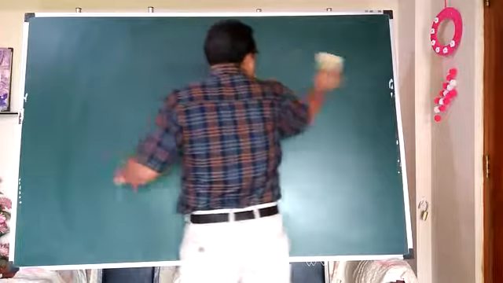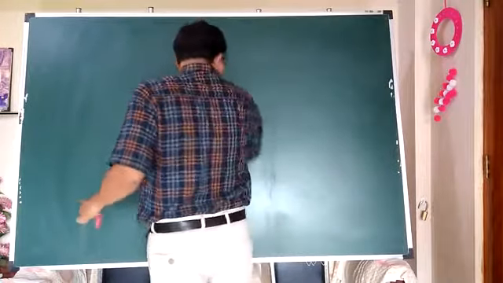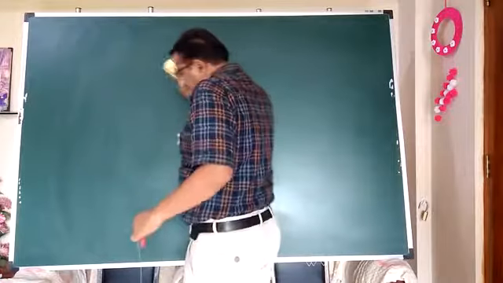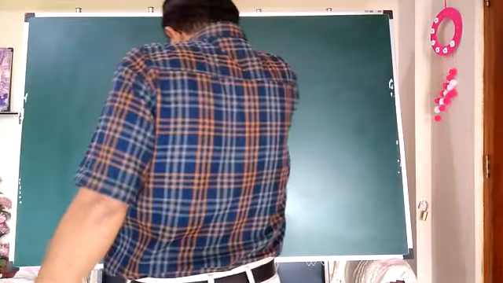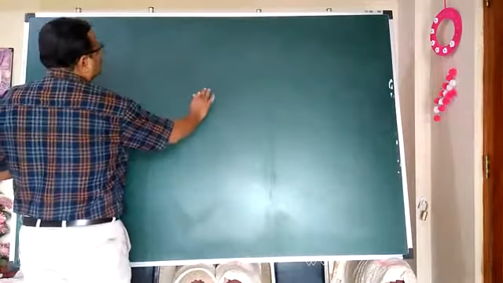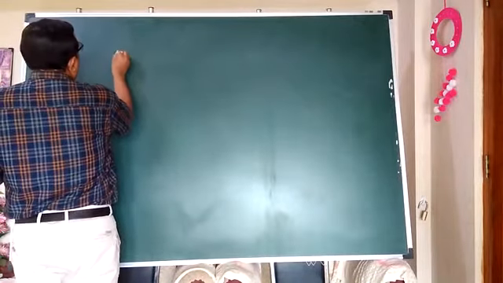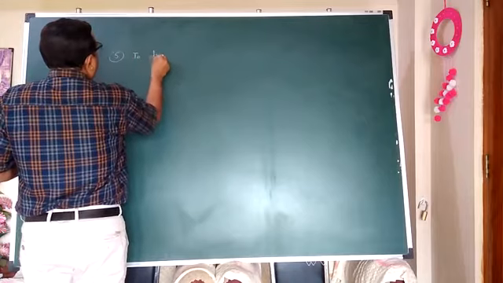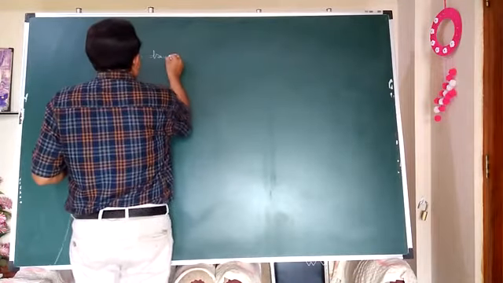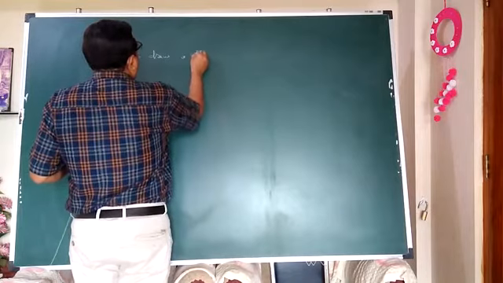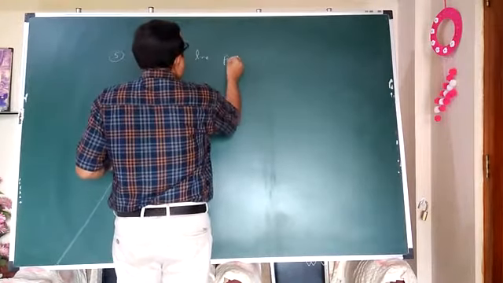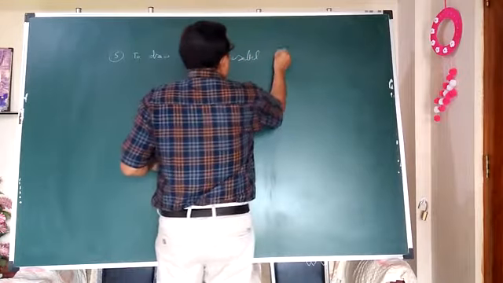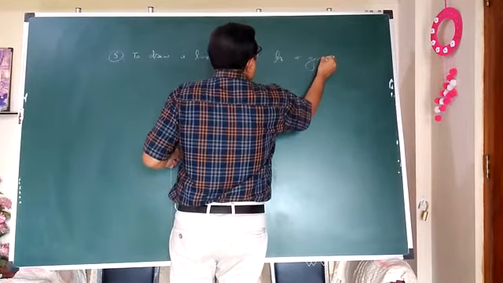So four constructions with regard to perpendicular lines we have seen. So the next, fifth construction will be to draw a line parallel to a given line.